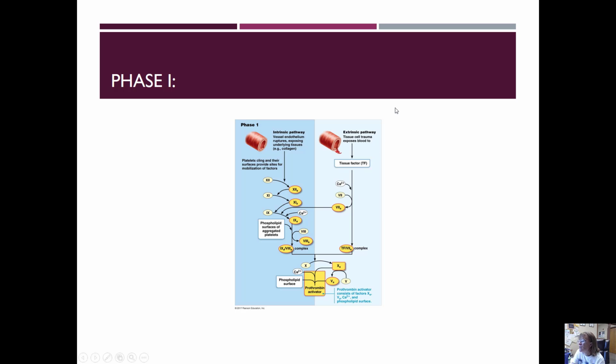Now, if we go over here to the extrinsic pathway, we can see tissue trauma exposes the blood to the tissue factor because the damaged cells will release tissue factor, which speeds up this process. We get to factor 7 with tissue factor, which will then catalyze the conversion of factor 10 with calcium into the production of prothrombin activator. So if I'm bleeding out, then I want to do this extrinsic pathway. If I'm not, then I'm going to go this way.